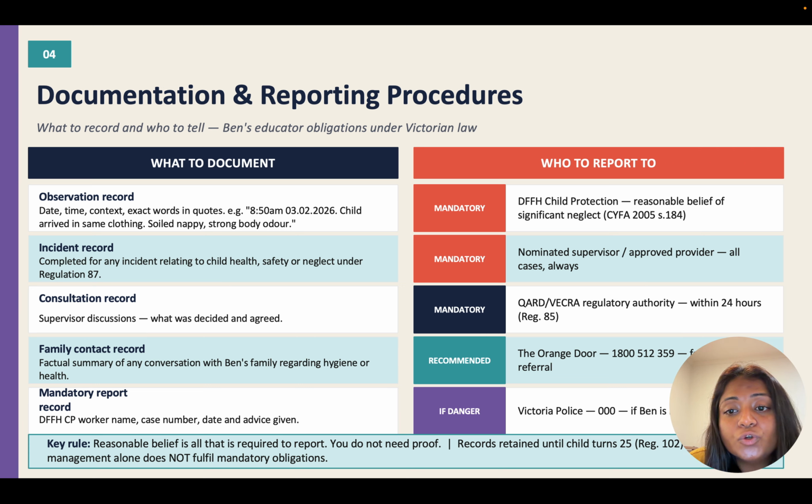And talking about who to report to, if there is a mandatory report needs to be done, first and foremost, DFFH Child Protection can be contacted if we have formed a reasonable belief that the safety of the child is in immediate danger. And discussions and documentation we had with our supervisor, and on the other hand, VICRA regulatory authority. And if the family needs extra support, we can refer them to Orange Door, or if the child is in immediate danger, we can talk to Victoria Police by dialing 000.